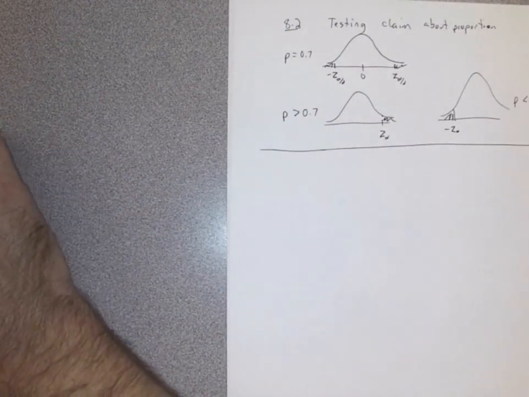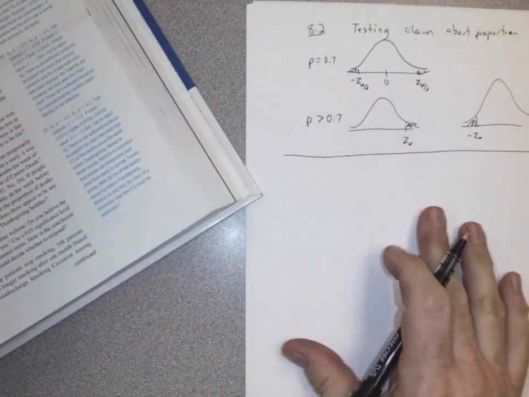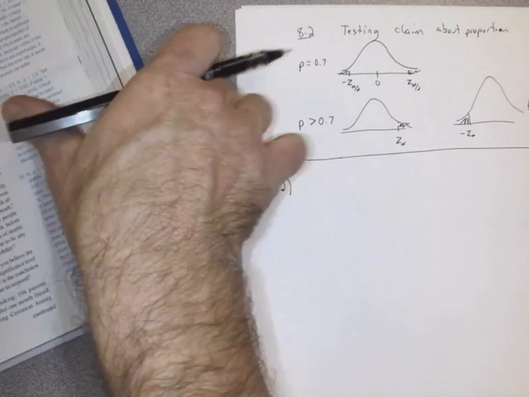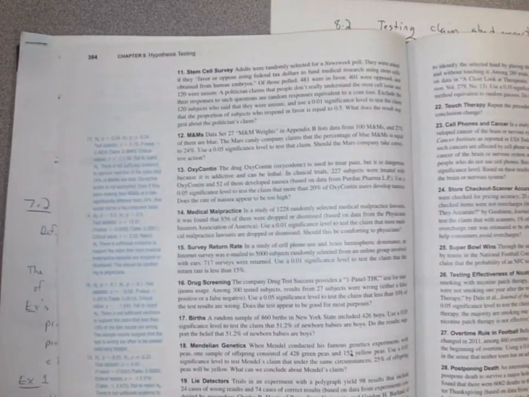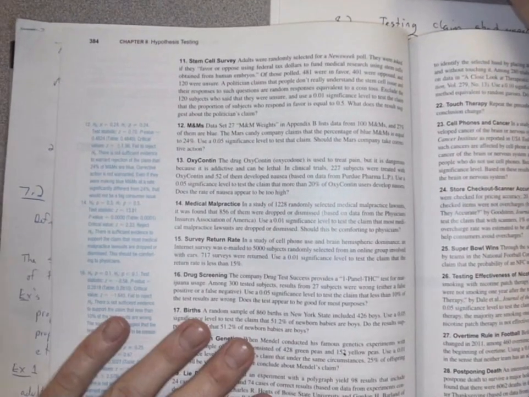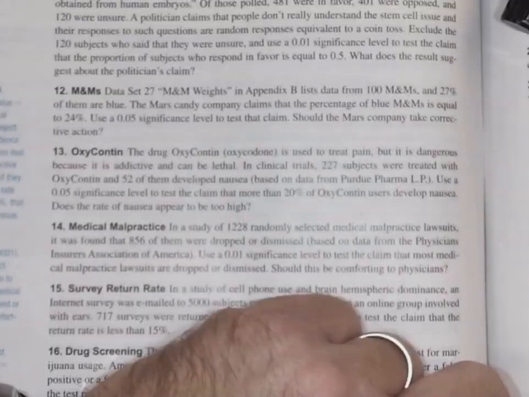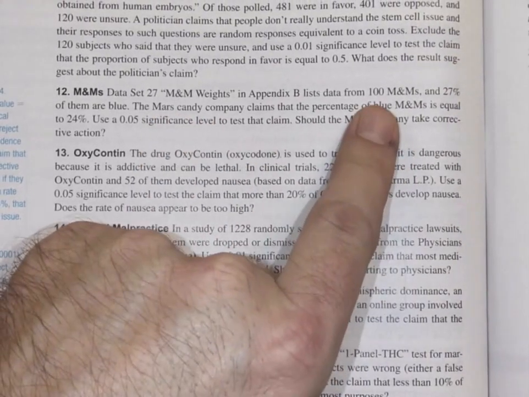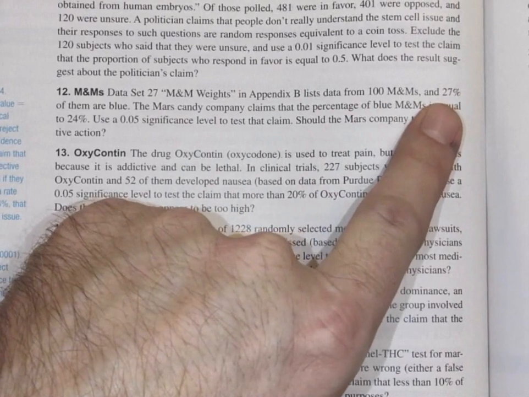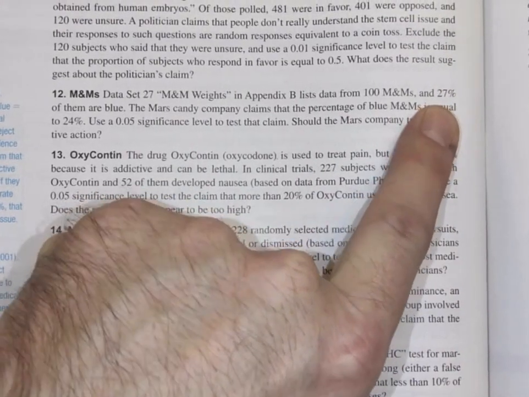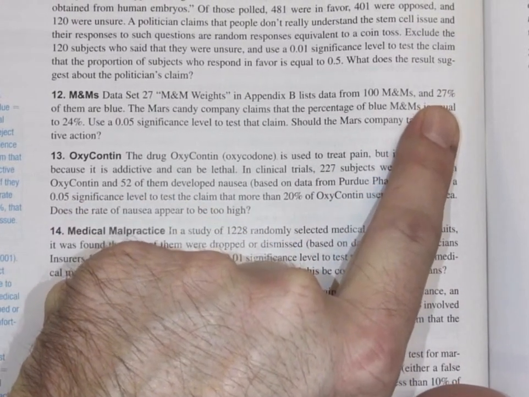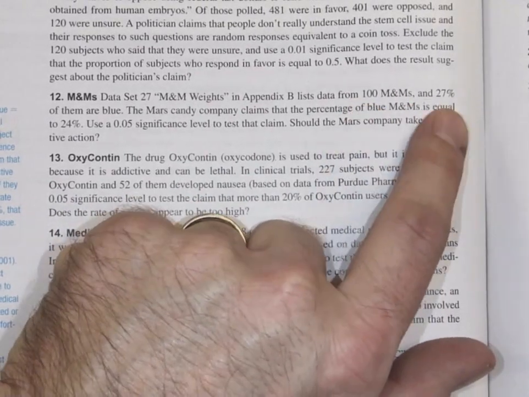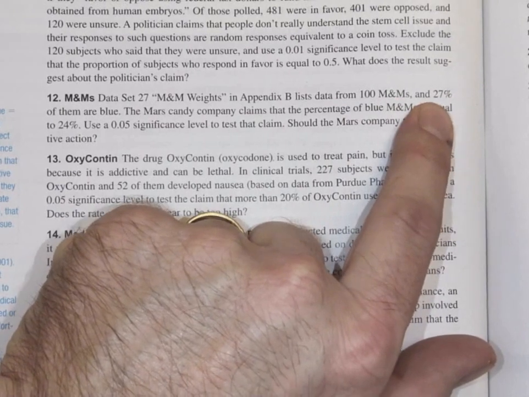Let's do M&Ms. So, number 12 on 8.2. Number 12 says, in data set 27 in appendix B, we have a sample of 100 M&Ms, and we notice that 27 of those 100 M&Ms are blue. So that gives us a proportion of 27%. That's where the 27% came from: 27 of these 100 were blue. So this is our sample statistic.